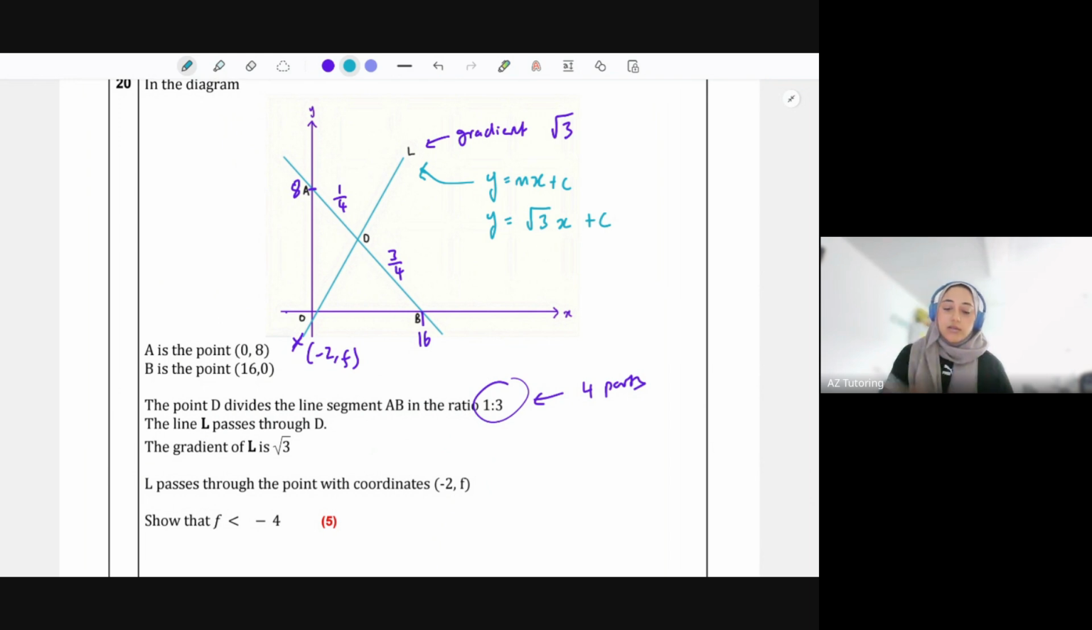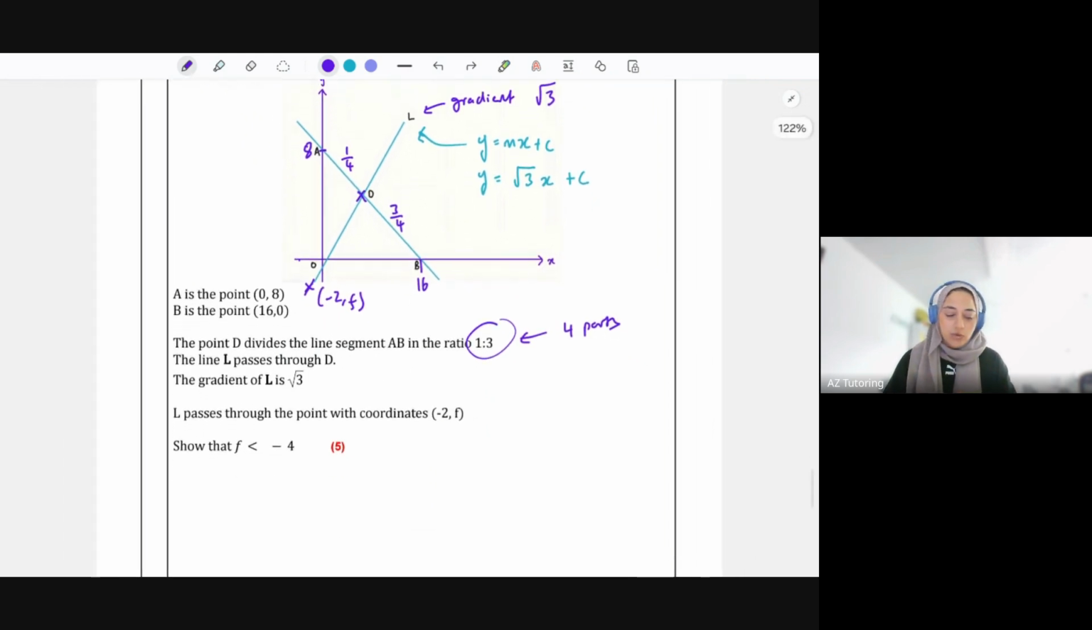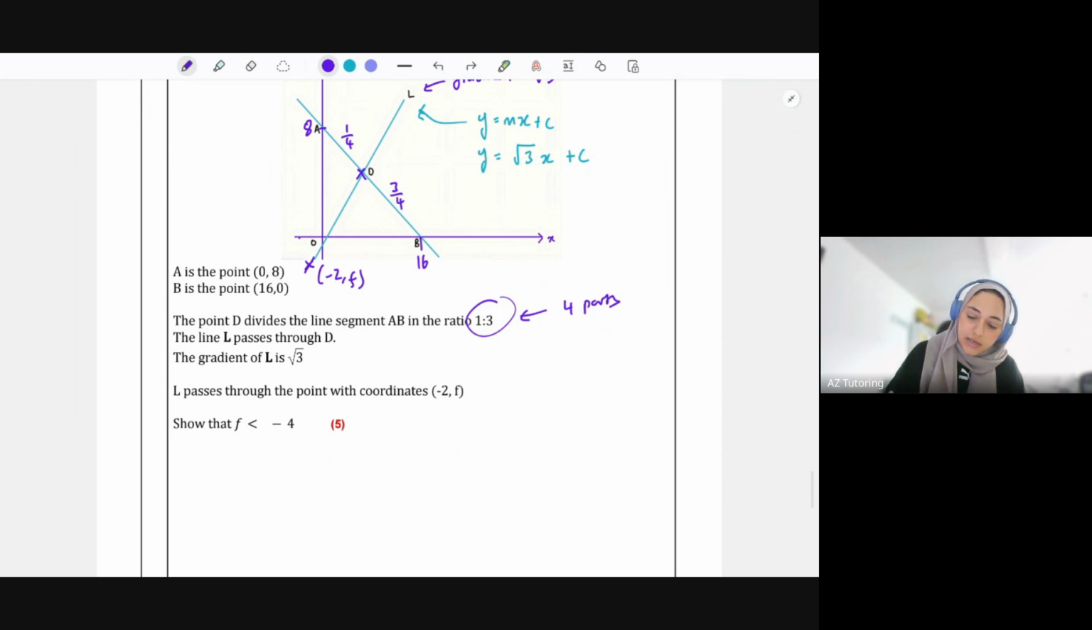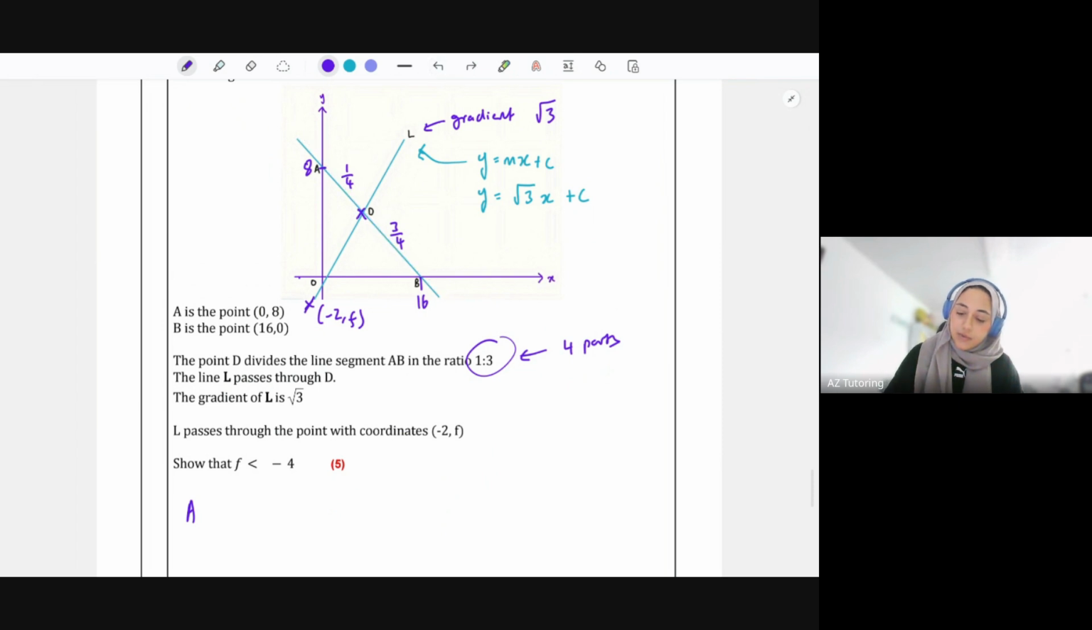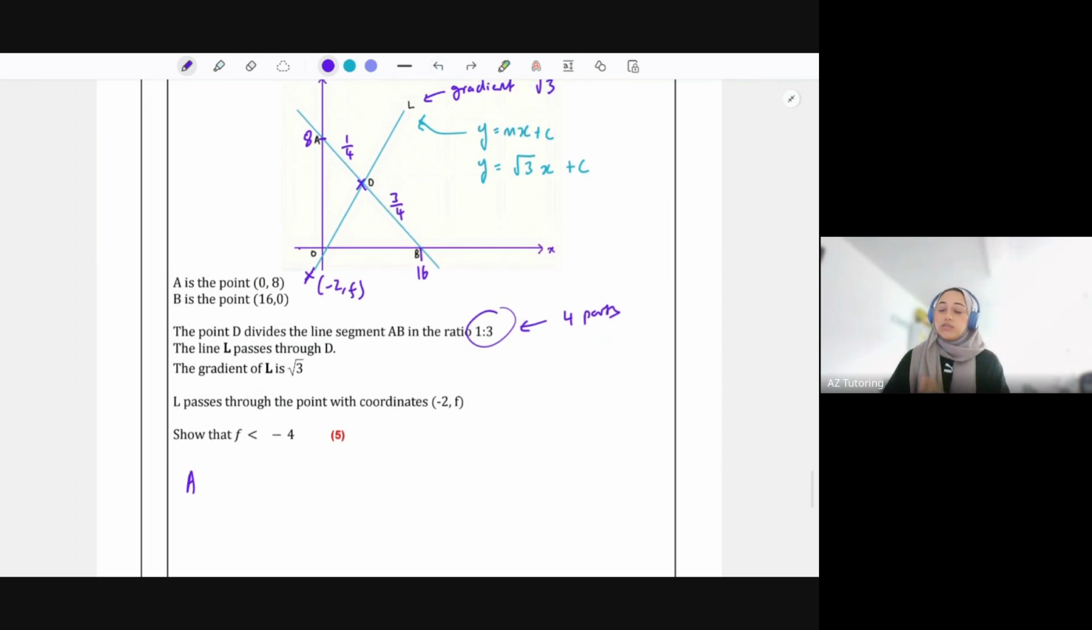and I don't have a point on this line. But what I could do is find point D here, because D lies on line L, and I can substitute that into here to find c, and then I've got the equation of the line. So that's what I need to do. A bit tricky to figure out what we needed to do there, but we need to find the coordinates of D. How can we do that? Let's look at this opposite line here. We're going to use that to work out the coordinates of D, to then substitute into here.